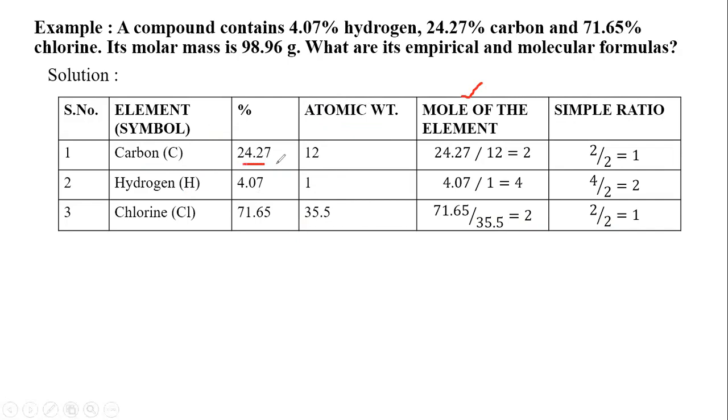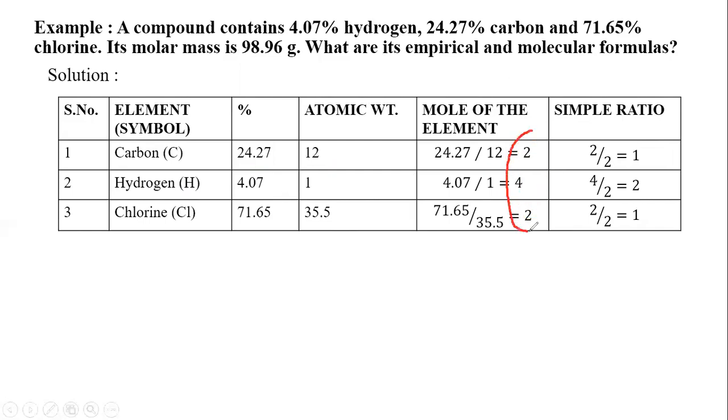In the next column, we will divide, that is the ratio or the mole of the element. We will divide the percentage by atomic weight: 24.27 divided by 12 equals 2. Similarly, for hydrogen, 4.07 divided by 1 equals 4, and for chlorine, 71.65 divided by 35.5 equals 2. So we get the ratio of the elements, that is 2 is to 4 is to 2. Converting all these moles obtained in the column into the simplest form.